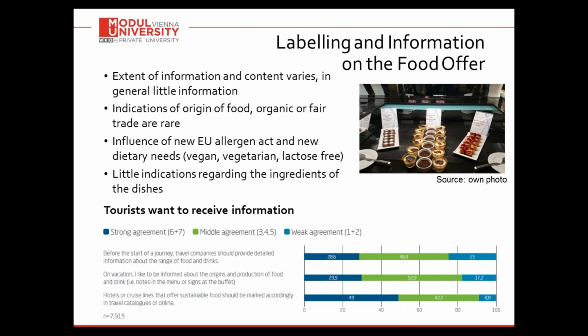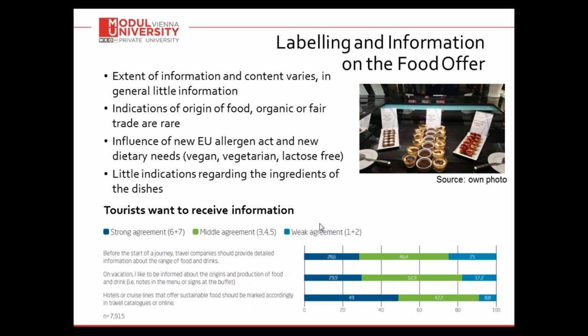A beautiful presentation of food is ineffective if it's not accompanied by effective communication. Research has shown that many change processes, such as introducing a more sustainable menu, do not work because of a lack of communication. In the visited hotels, in general, the extent of information on the food offer varies, but in general, little information is given to the guests.